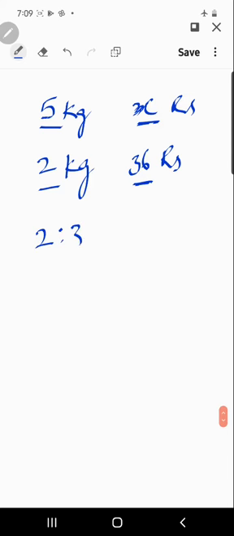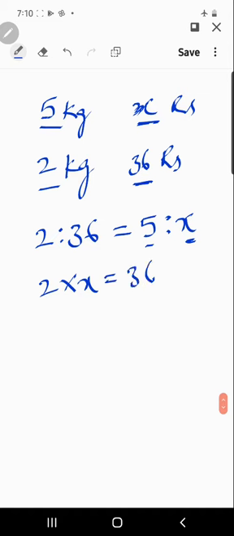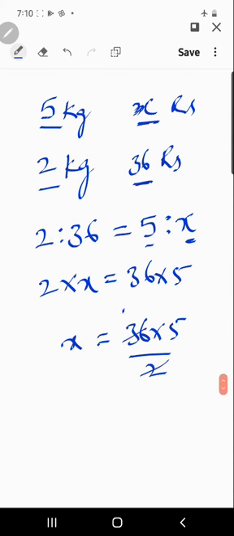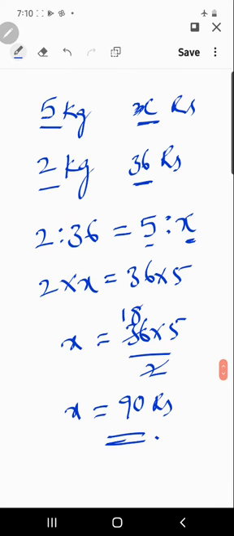For example, 2 is to 36, because here two quantities, potatoes and its cost, we are taking as a ratio, and that ratio is always equal to 5 kg, 5 is to x rupees. These two are the same things: 5 kg potatoes and its cost. That's the reason these two ratios are equal. After equating, we can apply the formula: product of extremes is equal to product of means. So 2 into x is equal to 36 into 5. x is equal to 36 into 5 by 2. 2 18s are 36, so 5 18s are 90 rupees. So in this way we can solve these problems.